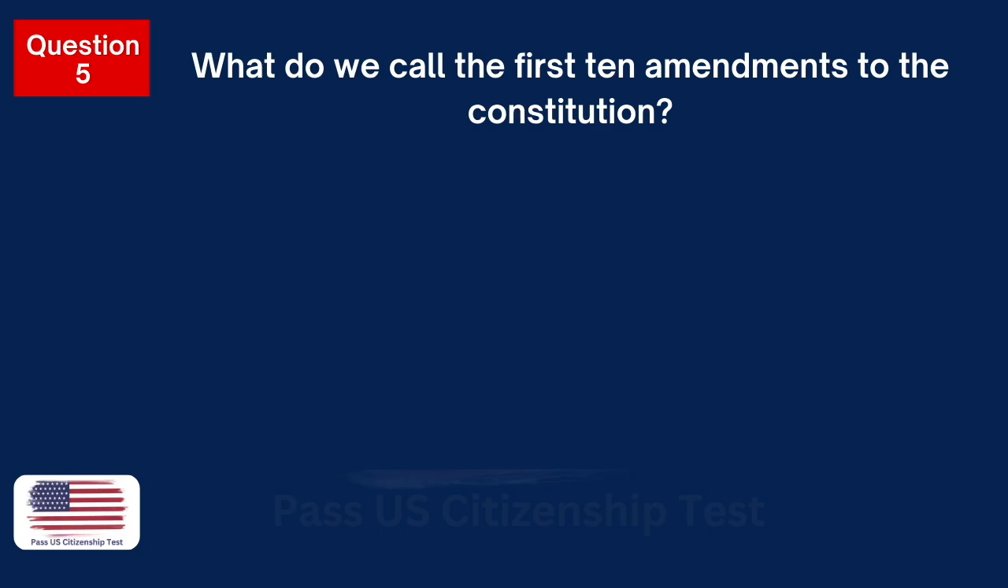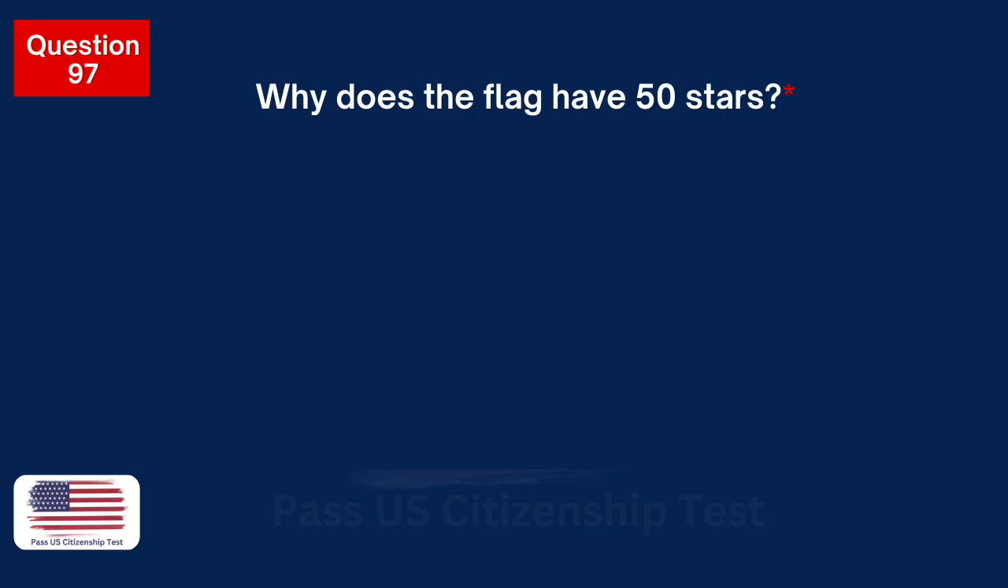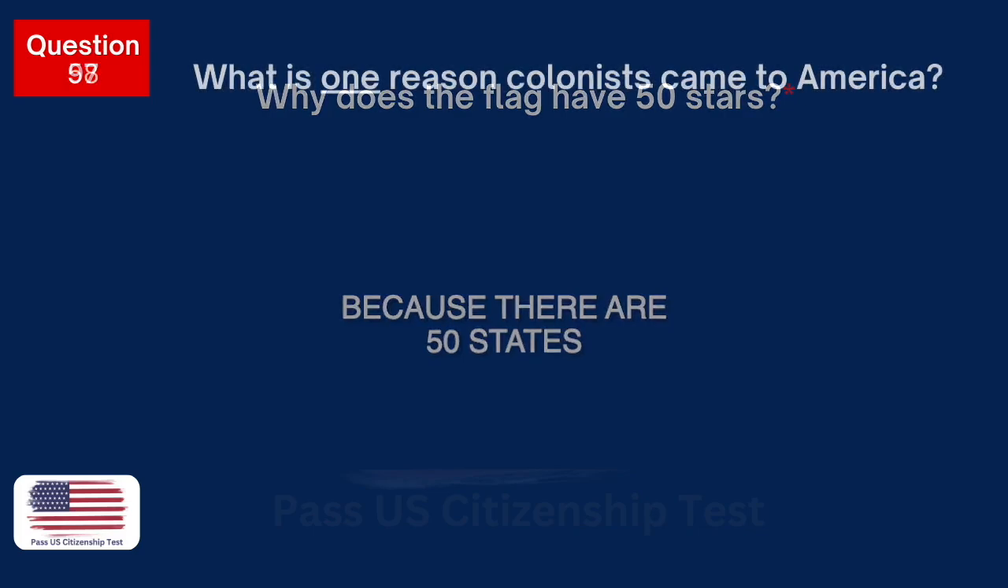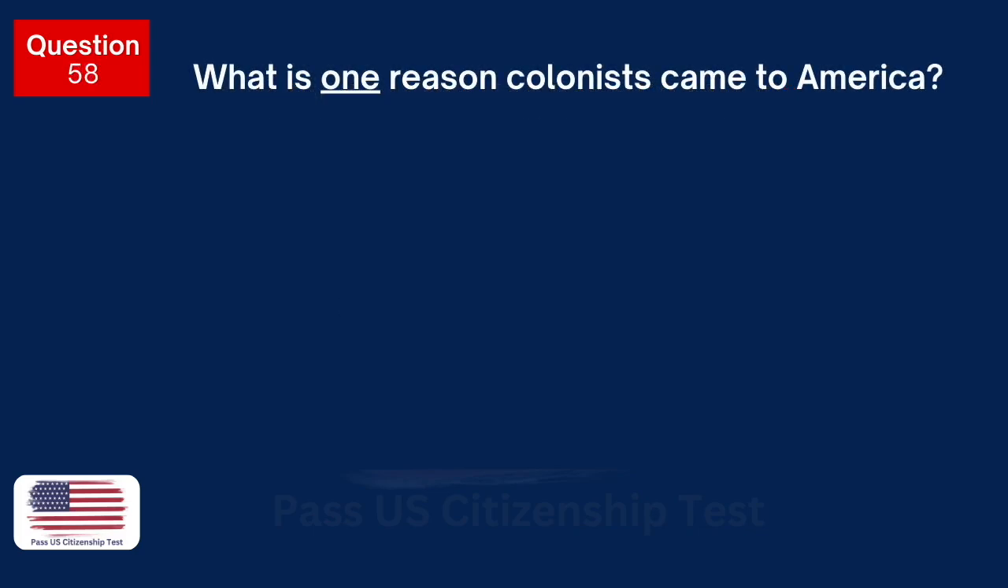What do we call the first 10 amendments to the Constitution? The Bill of Rights. Why does the flag have 50 stars? Because there are 50 states. What is one reason colonists came to America? Freedom.